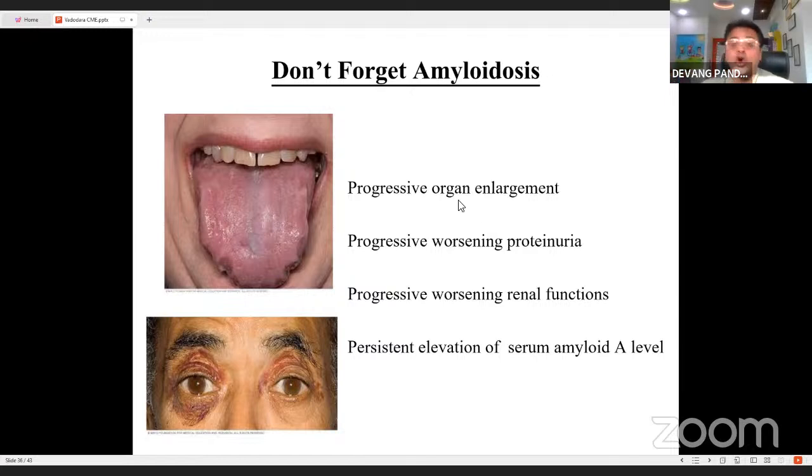a progressive hepatomegaly or splenomegaly, progressive worsening proteinuria, so urine examination is very important, progressively worsening renal function, and if you have a facility for serum amyloid A level, and if there is a persistent elevation in between the episodes, you think towards amyloidosis. Amyloidosis will take years to develop, but we don't want to develop amyloidosis, we have to prevent amyloidosis. So this is important to know.